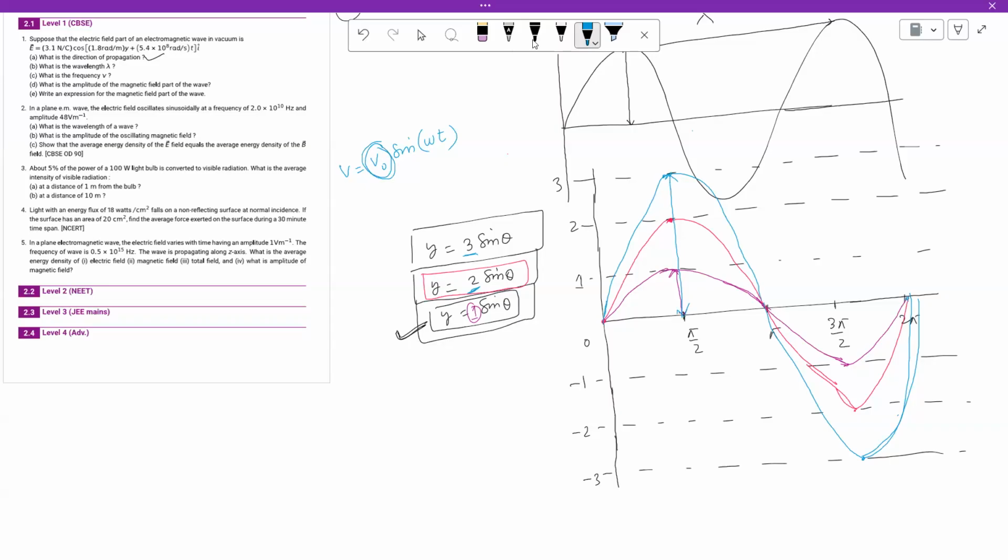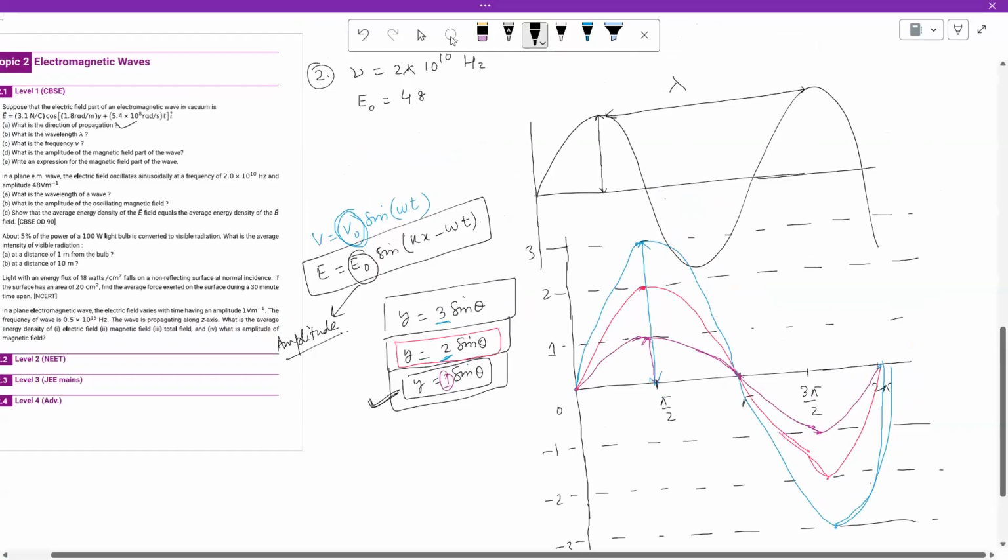And in our case, we have something like E naught sine of kx minus omega t, so this part would be the amplitude, right? Is this part clear to you? Yes, sir. Okay, now let me erase this and let us go back to the question.